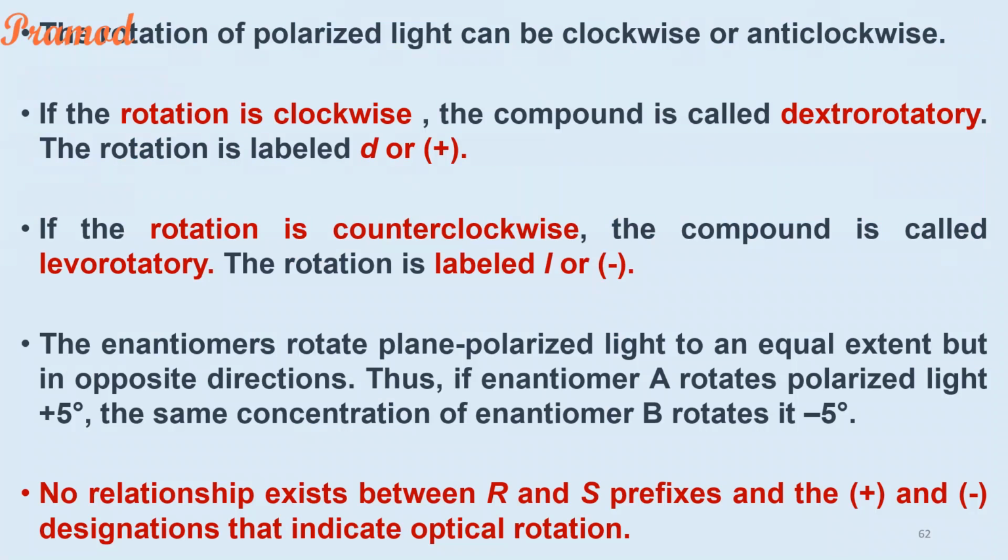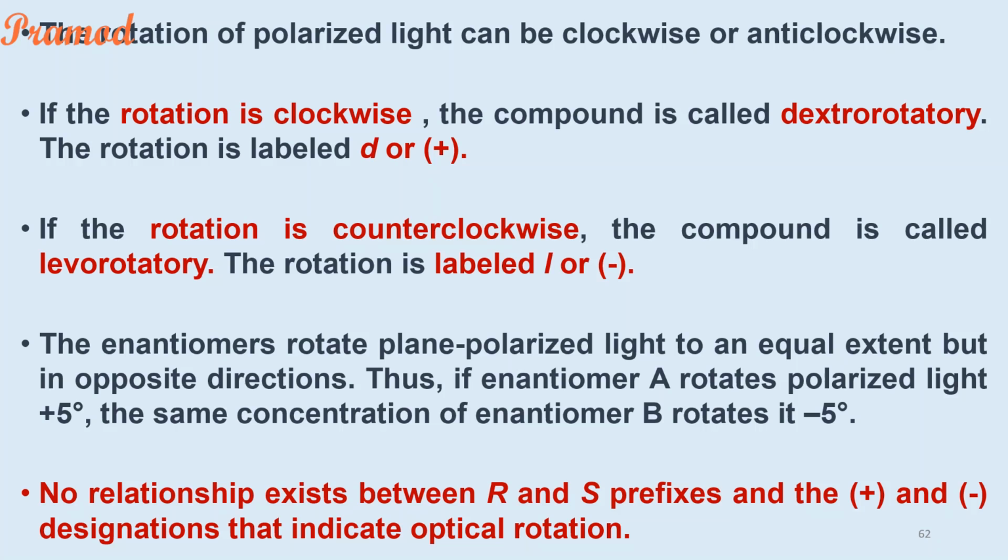So now let us see what the rotation of plane polarized light is. It can be in a clockwise or anti-clockwise direction. So it can rotate clockwise, that is toward the right side, or it can rotate to the left-hand side. Both ways, according to the enantiomers, it can rotate the plane polarized light.